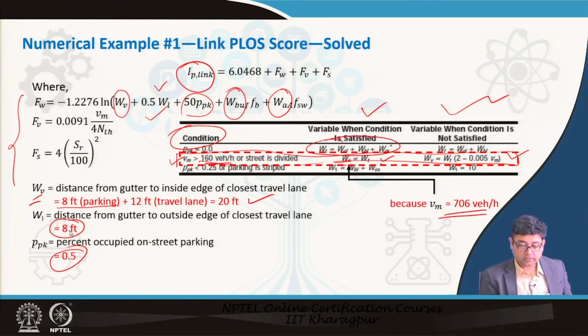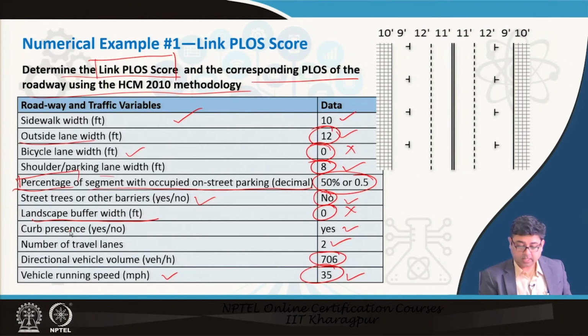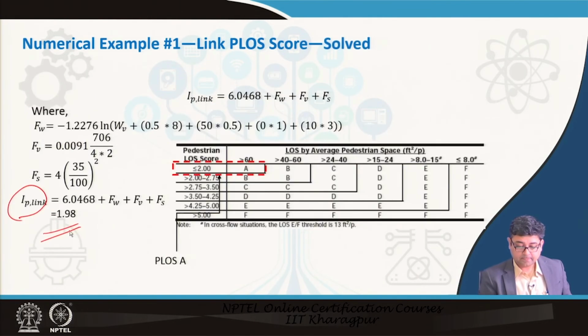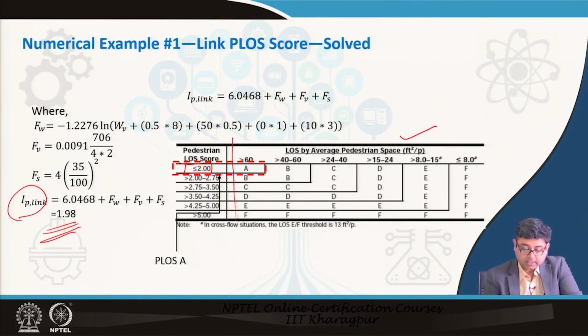We must have had the average space, or in this case you do not even have to calculate the average space, because it is already satisfying this criteria of less than or equal to 2. If it is less than or equal to 2, you can categorize that as a pedestrian level of service A.